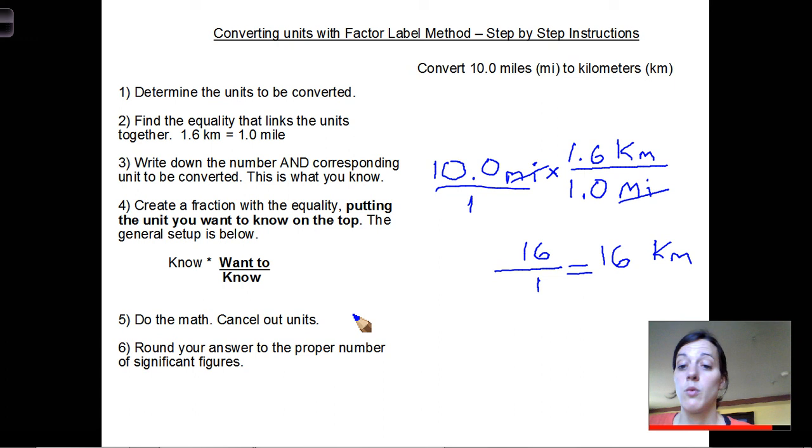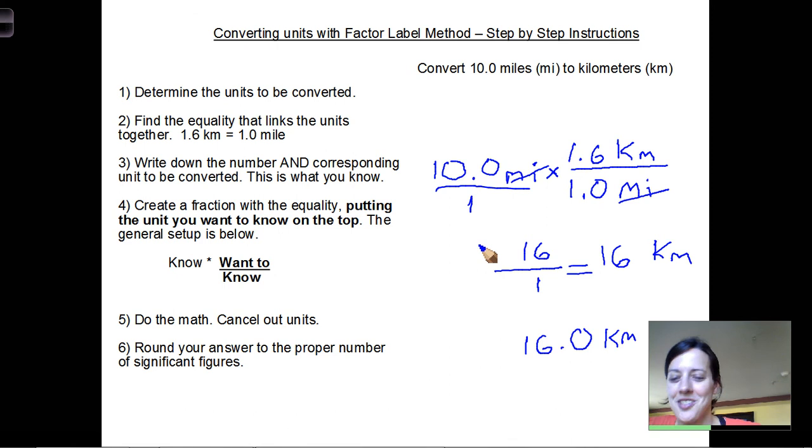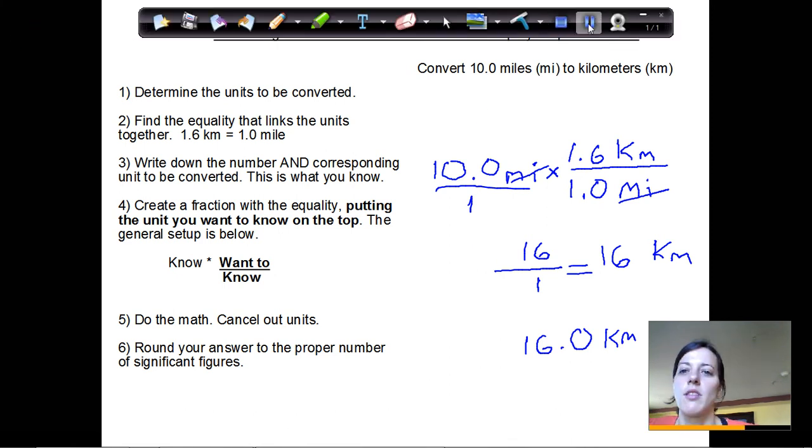So we've done the math, we've canceled out our units. Lastly, we need to round our answer to the proper number of significant figures. So we started out with 3 significant figures: 1, 2, 3. Our answer currently only has 2, so we are going to rewrite our answer as 16.0 kilometers. And that's it for the factor label method. However, if you are feeling ambitious, there are usually multiple steps with the factor label method. So let's go on and look at the next slide.